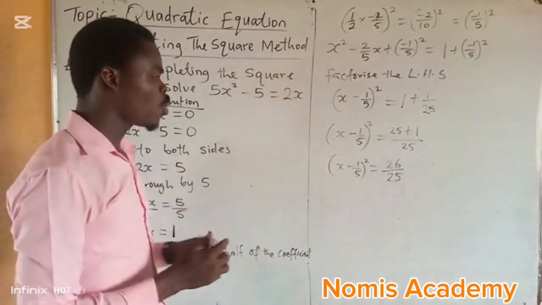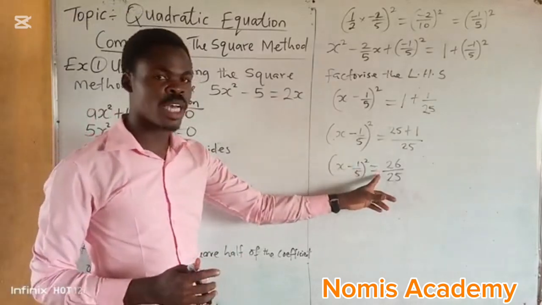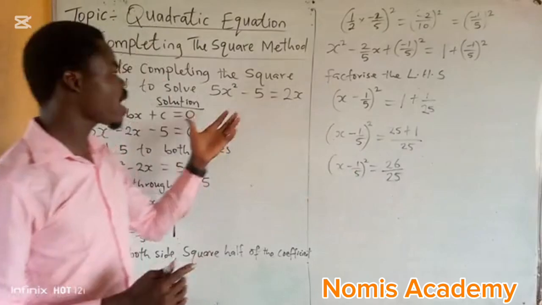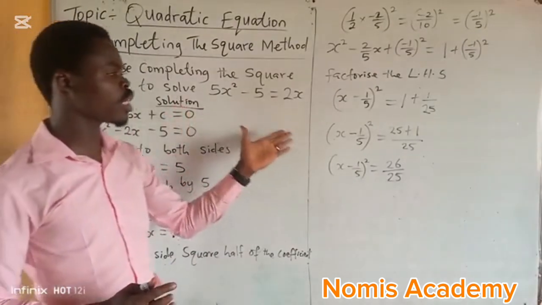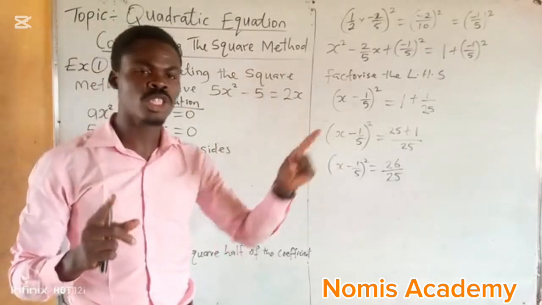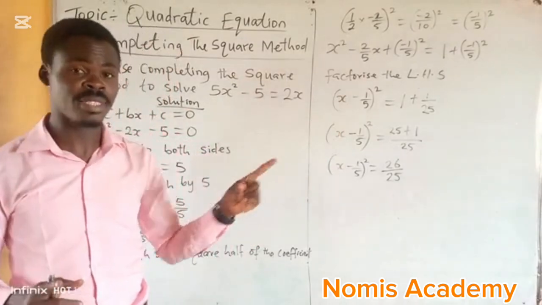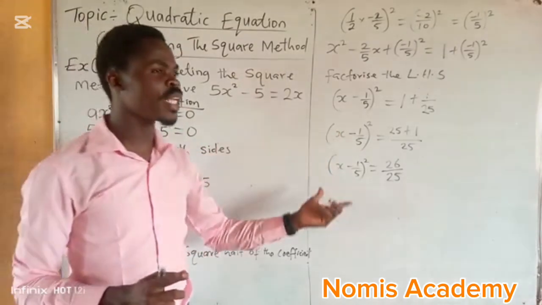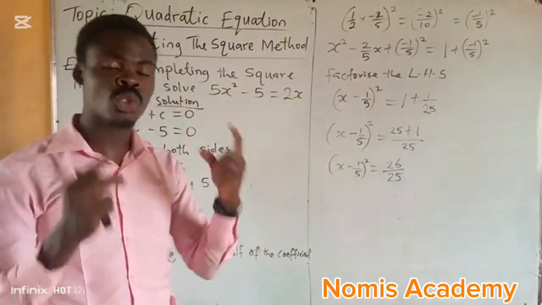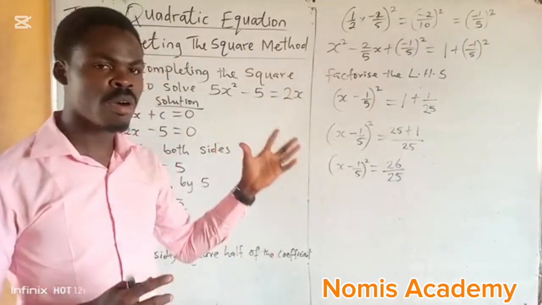Alright, the next thing we need to do is to take the square root of both sides. And remember, whenever you take the square root of both sides, you need to introduce the plus or minus sign, because we have a quadratic equation. If you check your graph, the curve is going to intersect at 2 points on the x-axis. So that's why we need to bring in the plus or minus sign, because it will definitely give us two solutions, two roots of the equation.